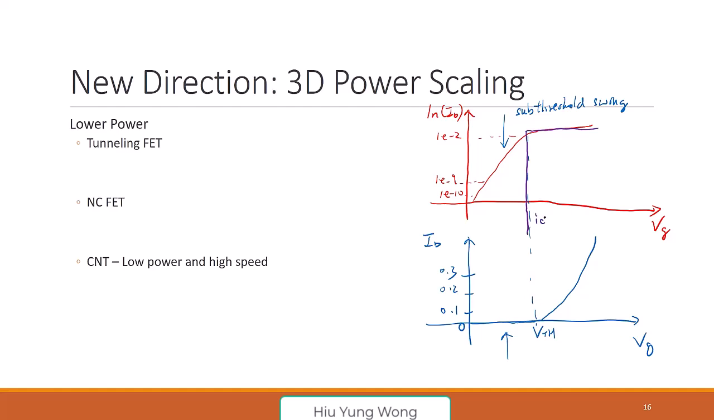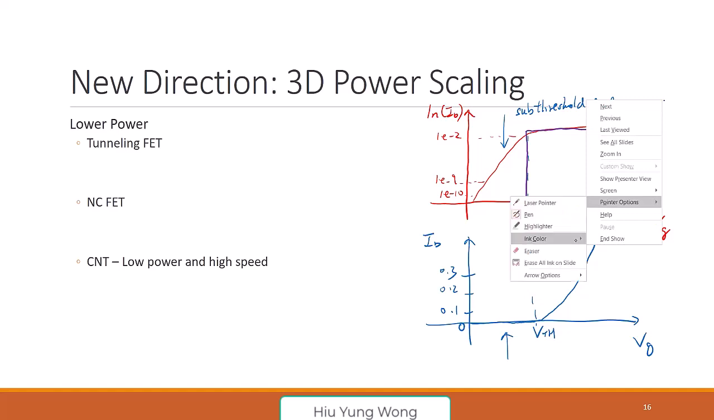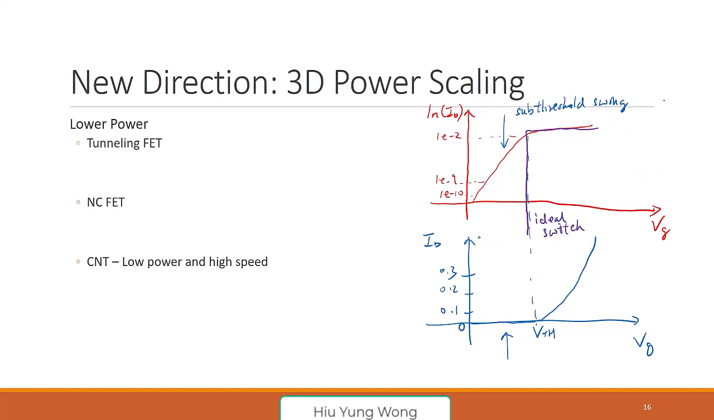This is an ideal switch. When I want to turn it off, give me 0 current. When I want to turn it on, give me very large current, right? But it's impossible. You can do this with so-called MEMS, mechanical switch, right? We won't cover here. But if you're interested, I can send you some paper.